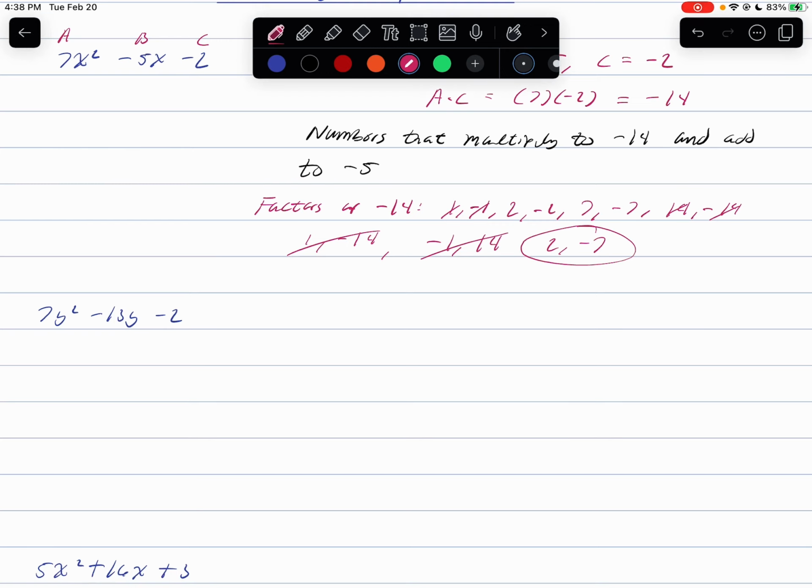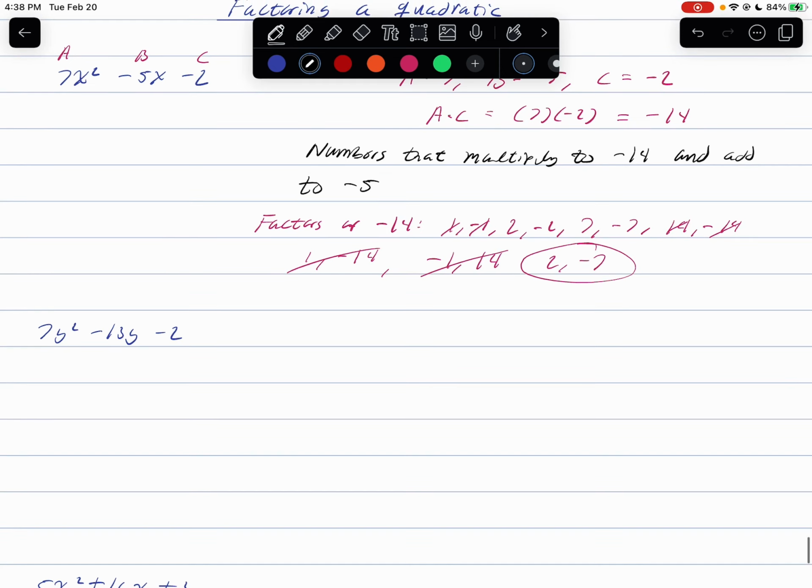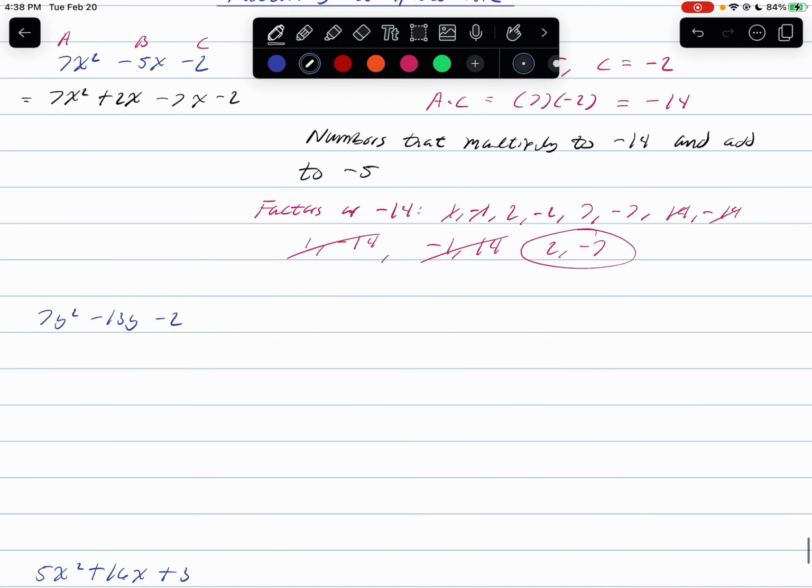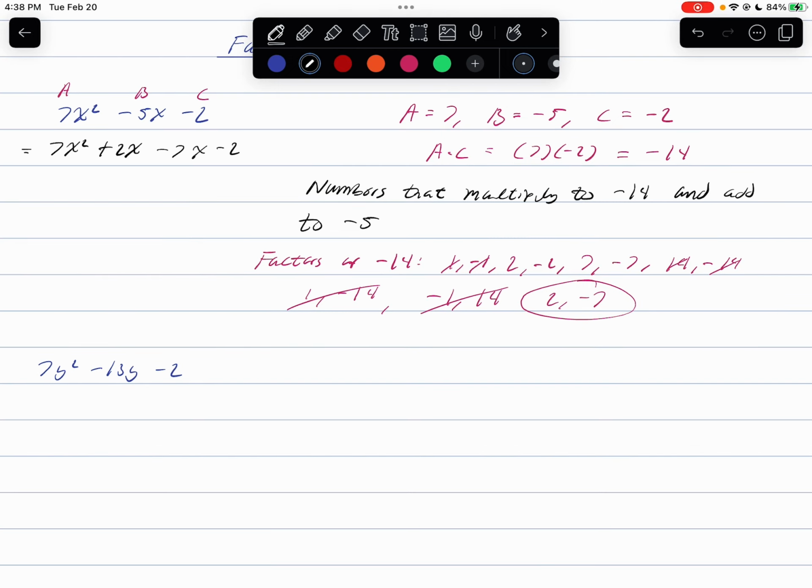And what we're going to do is take 2 and negative 7, and rewrite our expression as follows. We're going to have 7x squared plus 2x minus 7x minus 2. Okay? Like I said before in our previous video, we should probably write this so we have a plus sign in the middle here. So this is going to give us 7x squared plus 2x plus negative 7x minus 2.